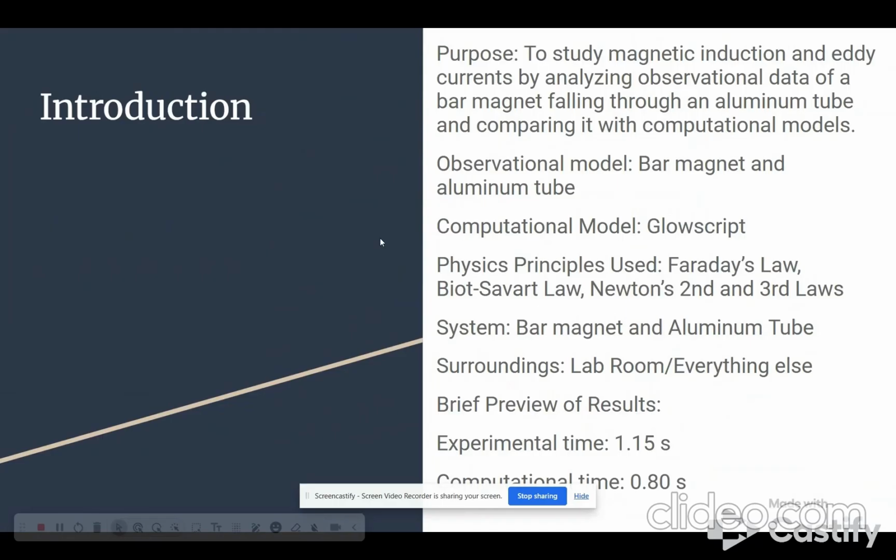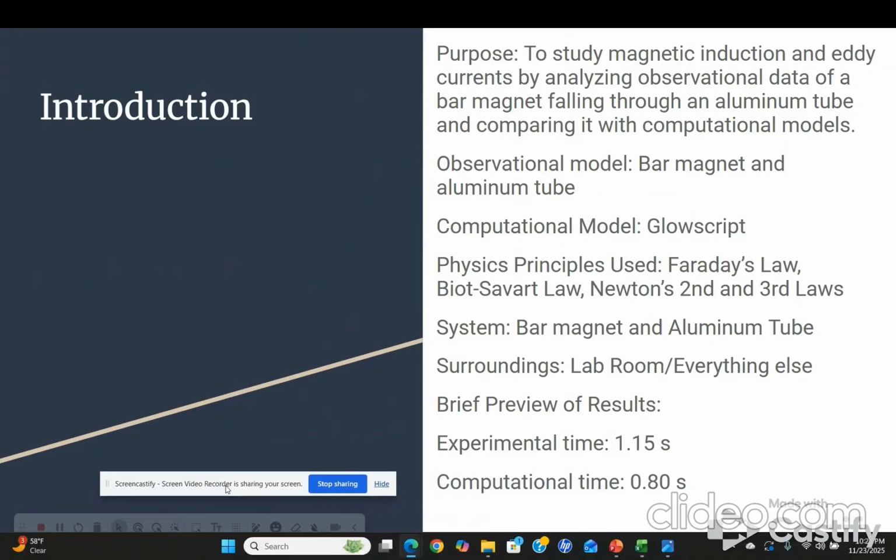Some principles used would be Faraday's law, the Biot-Savart law, and Newton's second and third laws. Our system in this entire situation is the bar magnet and the tube itself, and the surroundings would just be everything else in the room. In a brief preview of our results, the experimental time was 1.15 seconds and the computational showed 0.8 seconds for the magnet to fall through the tube.